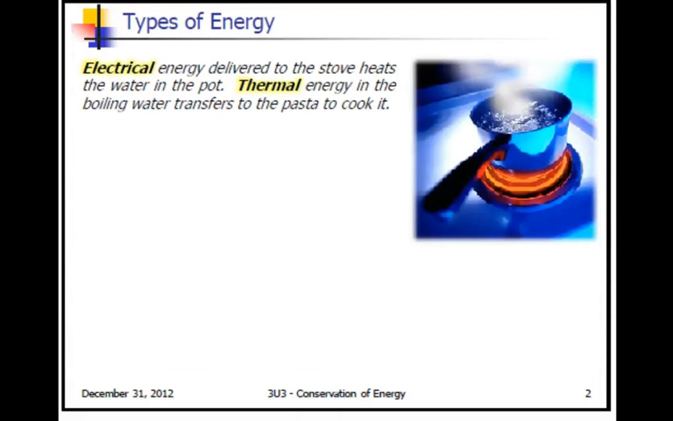Here we have a pot on a stove, and the pot's being heated up. The stove itself runs off electrical energy. That electrical energy is used to heat the coils on the stovetop. Those heated coils then transfer thermal energy to the water inside the pot, and that water then cooks the pasta or whatever it is that we're cooking in the water. So those are some examples of energy. We have electrical energy and thermal energy and some interactions between those types of energy.